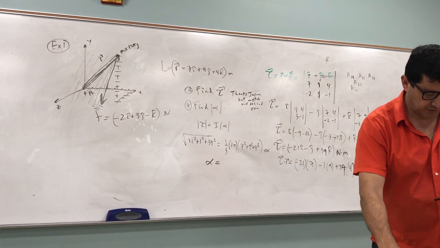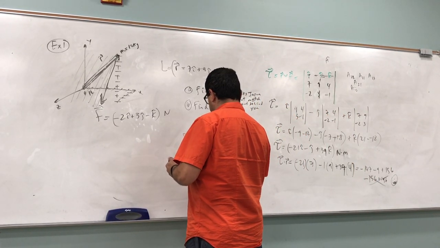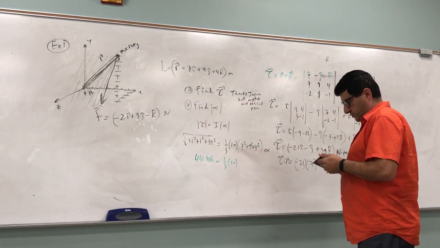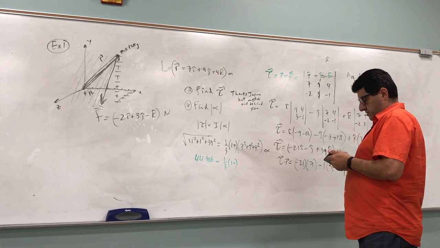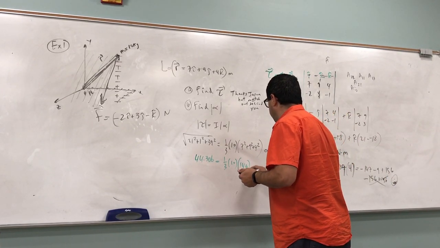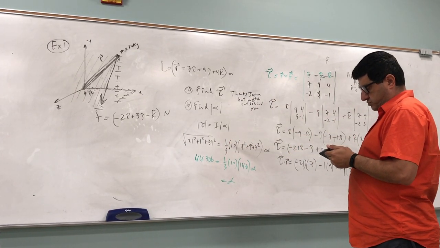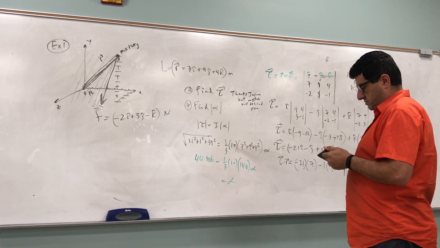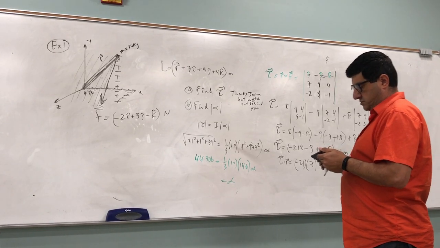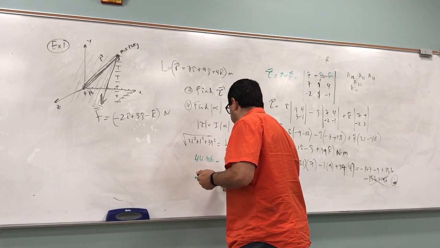This is 44.306. 1/3 times 10 times this one, 49 plus 81 plus 16, which is 146, times alpha. And then alpha is going to equal 3 times 44.306 divided by 10 divided by 146. That's 0.091 rads per second squared.